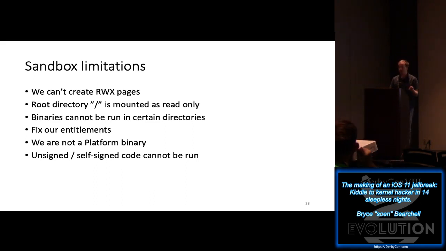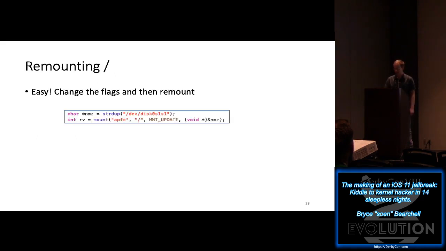There's several policies in place on the system that look as you perform an execv, and if they say, oh no, you're coming from a bad place, I'm not going to let you run. Okay. Our entitlements are bad. We're not a platform binary. And as of right now, you need a developer certificate to properly sign code to run on the device. But we don't want that. We want to run anything.